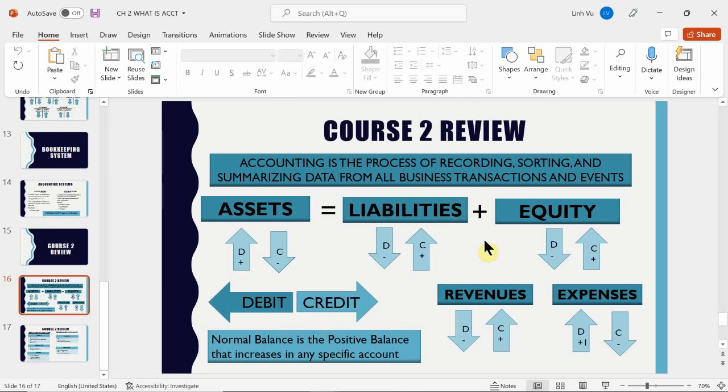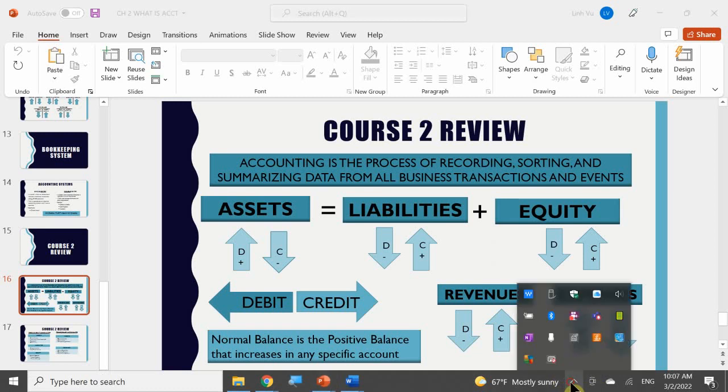Right now, we're not learning about contra accounts, but we will progressively go through everything and we will eventually come across contra accounts. All right, so that is it for chapter 2 here.